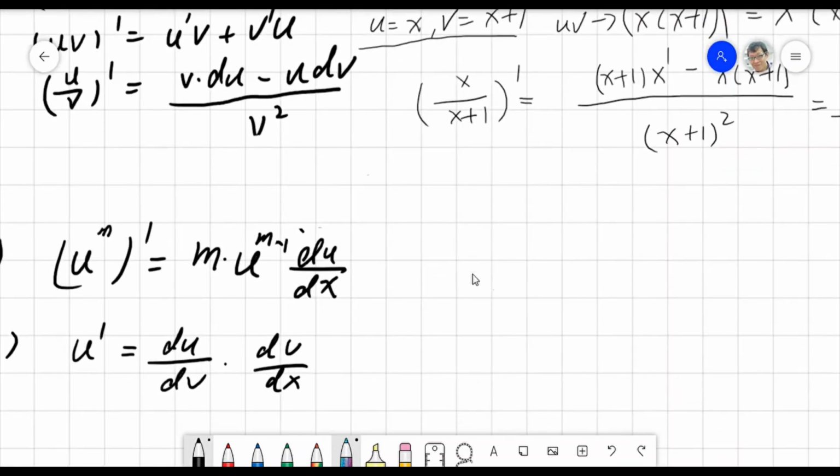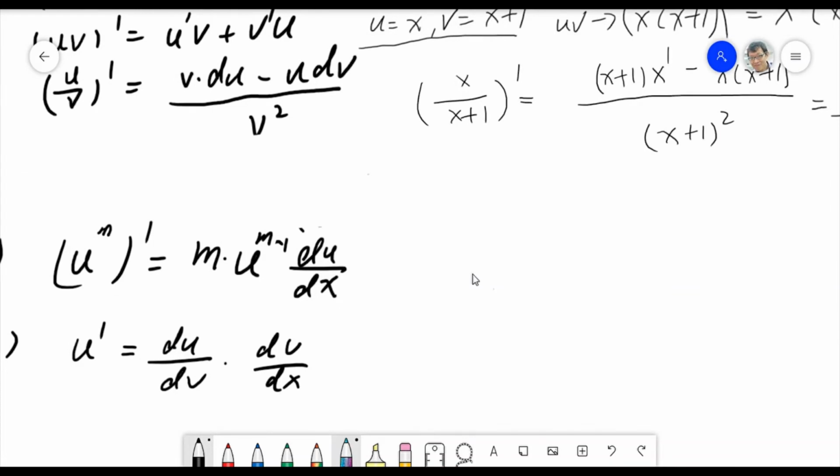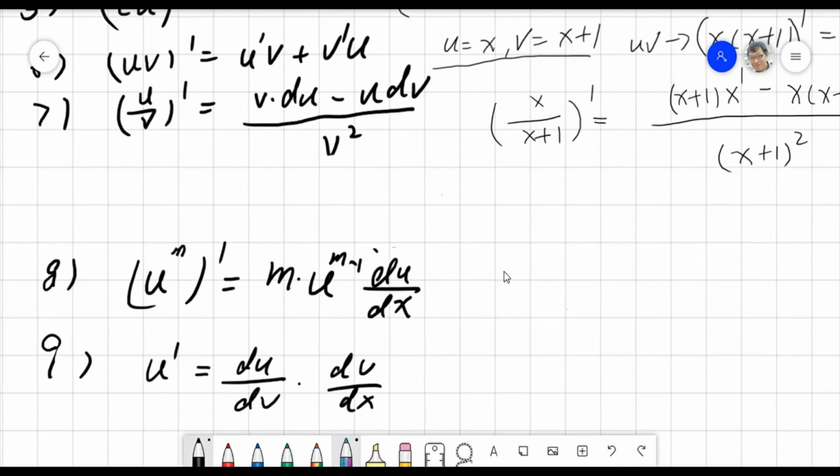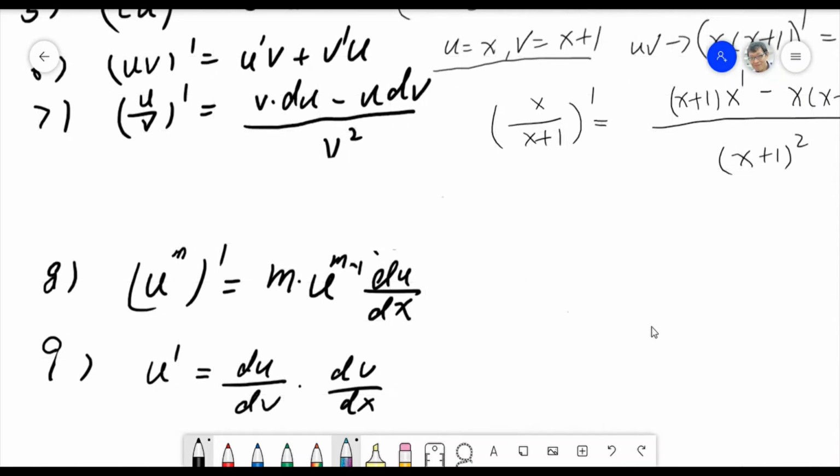Then this one, let me see, this is number 8. Totally we have 9. So this one is u, a function itself, to the nth power, prime. n is just a normal number. n is not a function anymore, okay? So it's equal to m times u to the m minus 1 power, and then du divided by dx. So that's just to make an example.